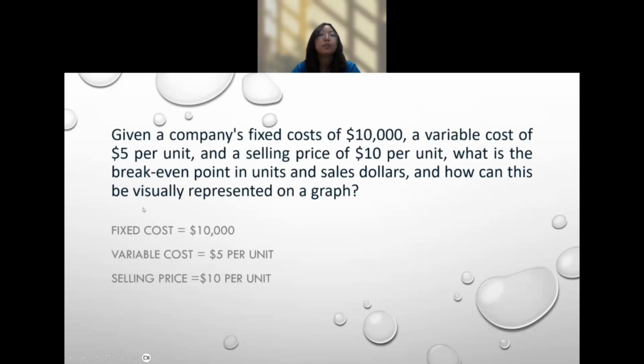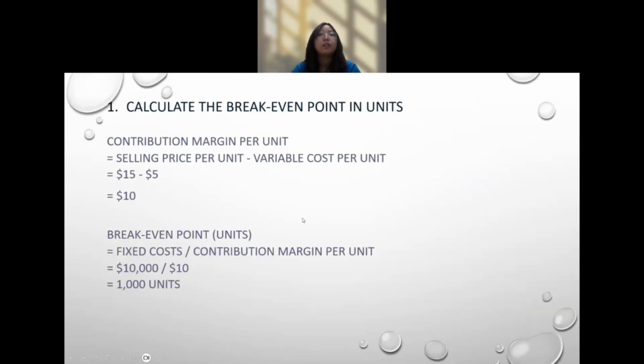For the example question, we know that the fixed cost is $10,000, the variable cost is $5 per unit, and the selling price is $10 per unit. We can calculate the contribution margin per unit, which is selling price minus variable cost. We can also calculate the break-even point in units, which is fixed cost divided by contribution margin per unit, and the answer is 1,000 units.